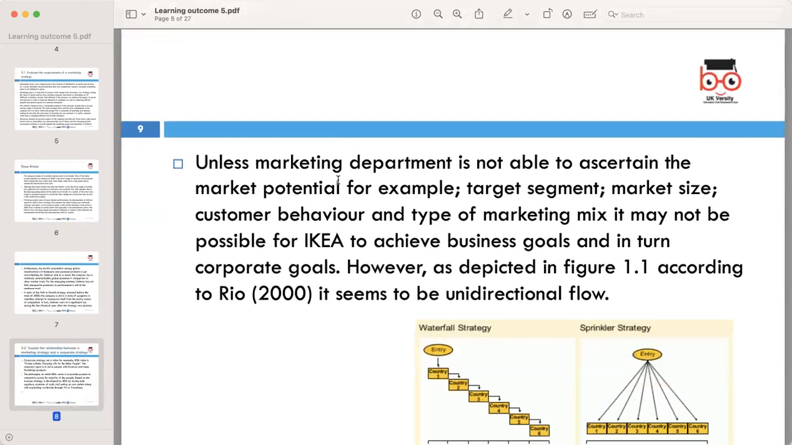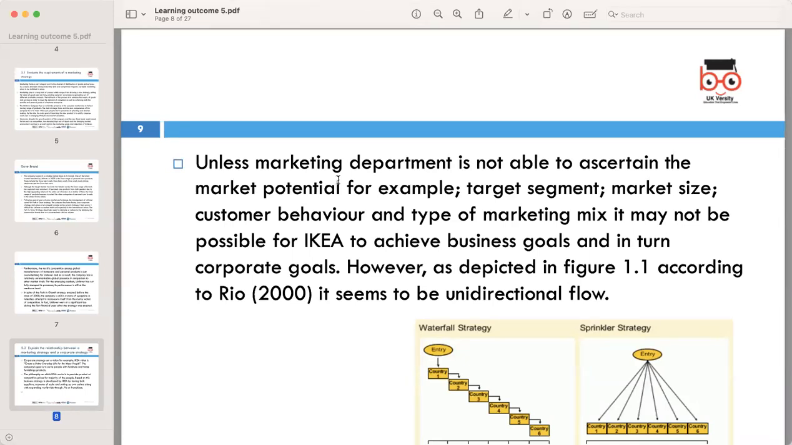The marketing department plays a critical role in aligning the corporate strategy with market reality. It needs to assess market potential, including identifying the target segments, estimating market size, understanding customer behavior, and determining the appropriate marketing mix. This alignment is vital for IKEA to achieve its business and corporate goals.